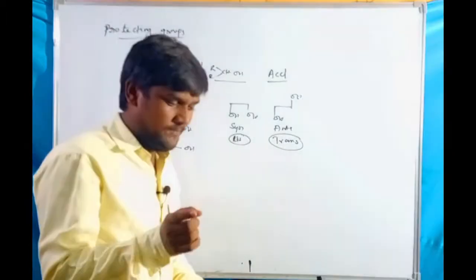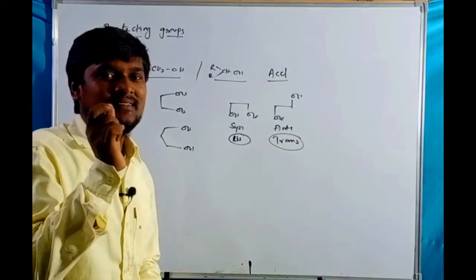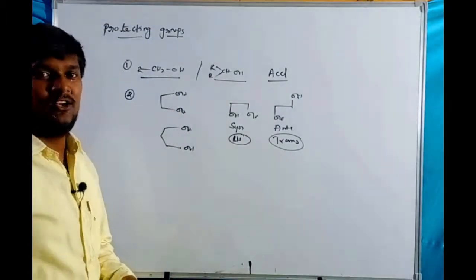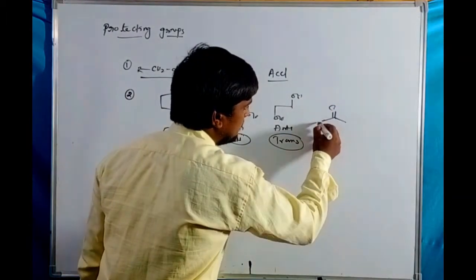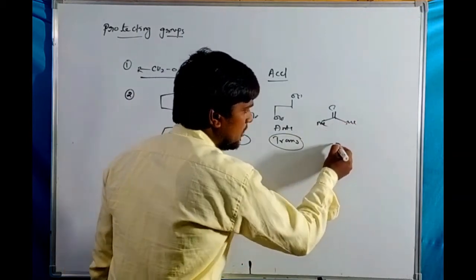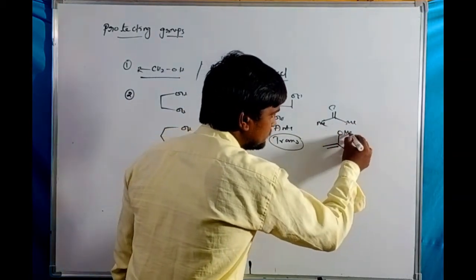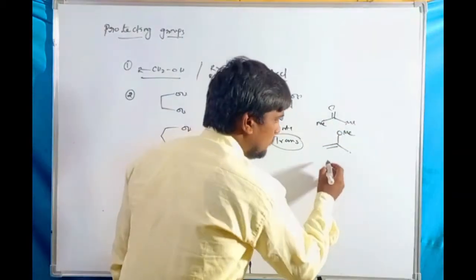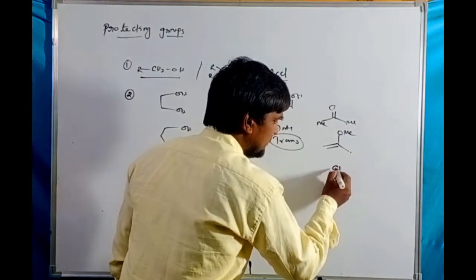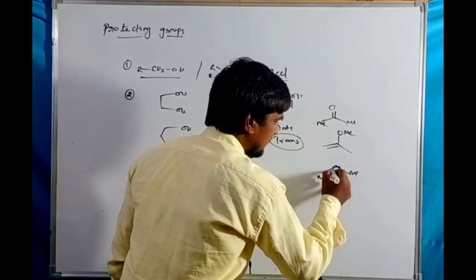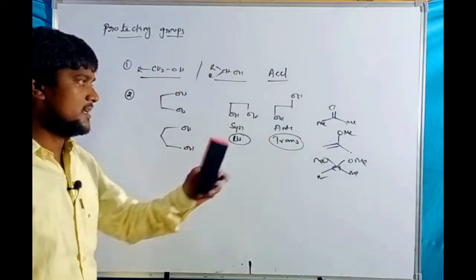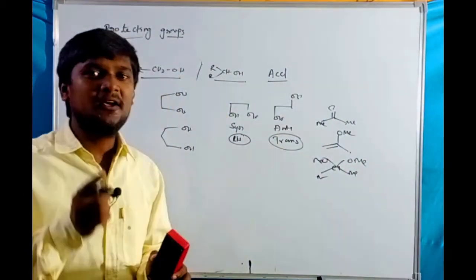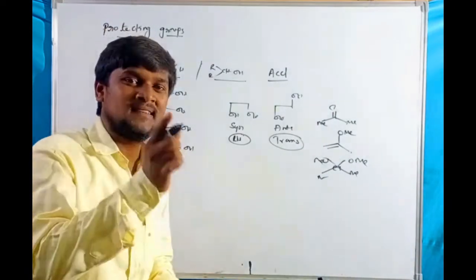Cis diols can only be protected through acetone, or 2-methoxypropene, or the methyl ether type of compound. So generally these three are the protecting groups of 1,2 diols, especially cis 1,2 diols.